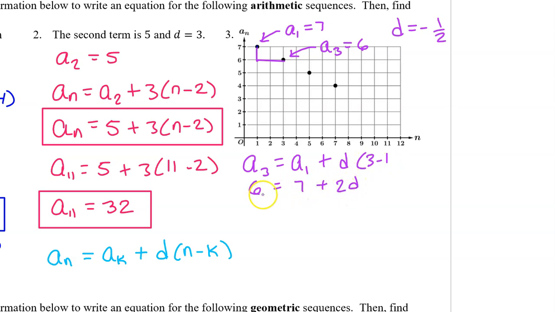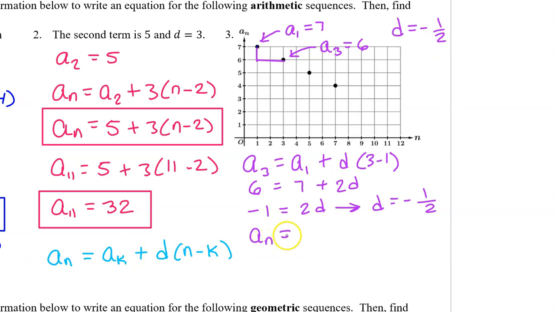Subtracting 7 from both sides gives us negative 1 is equal to 2d. And sure enough, d, when you divide both sides by 2, is equal to negative 1/2. So you can go through those calculations, or you can just take the slope off the graph to find the d. So now we have enough information to go ahead and write the equation.